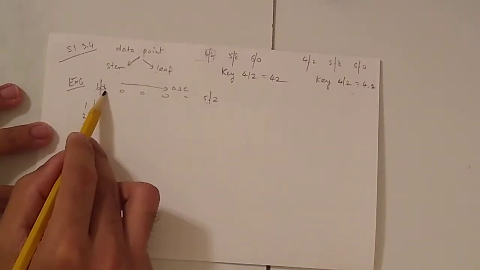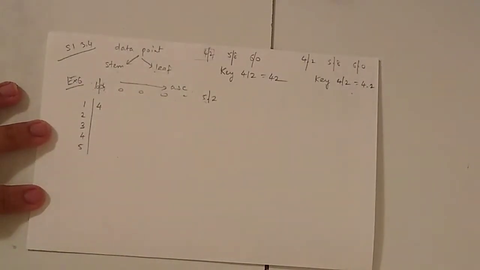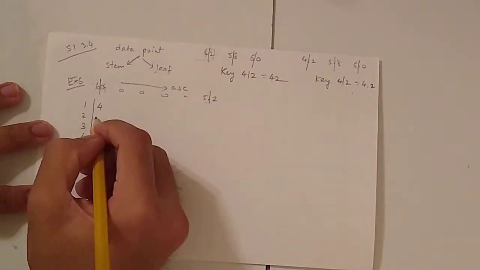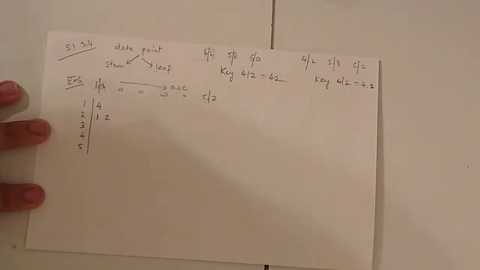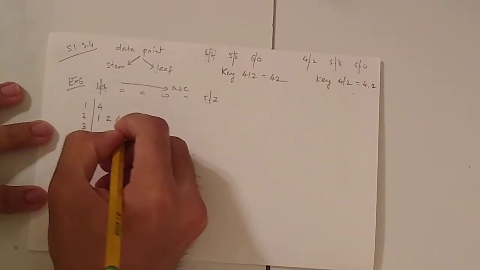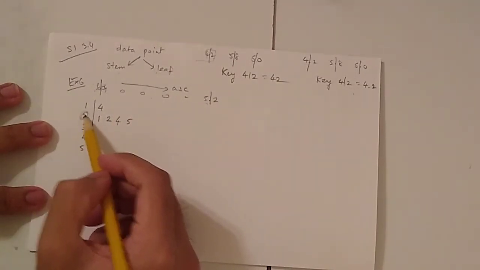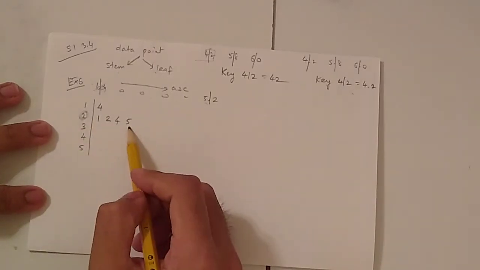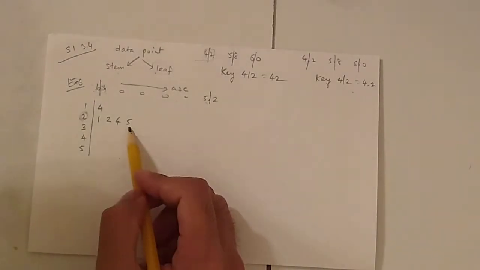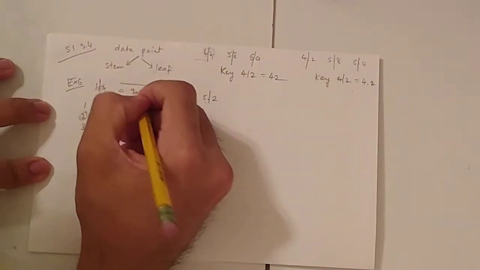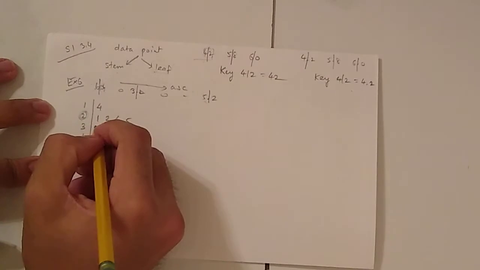This is the stem, and those would be the leaves. For the first one, 1.4, the stem is 1, the leaf is 4. For the second one, 2.1, that would be stem 2, leaf 1. 2.2 would be 2 here, 2 here. Then 2.4, 2.5. The stems are always on the left side, and the leaves are all on the right side. The next value is 3.2, and you're breaking it down between 3 and 2, so 3 is the stem, 2 is the leaf.